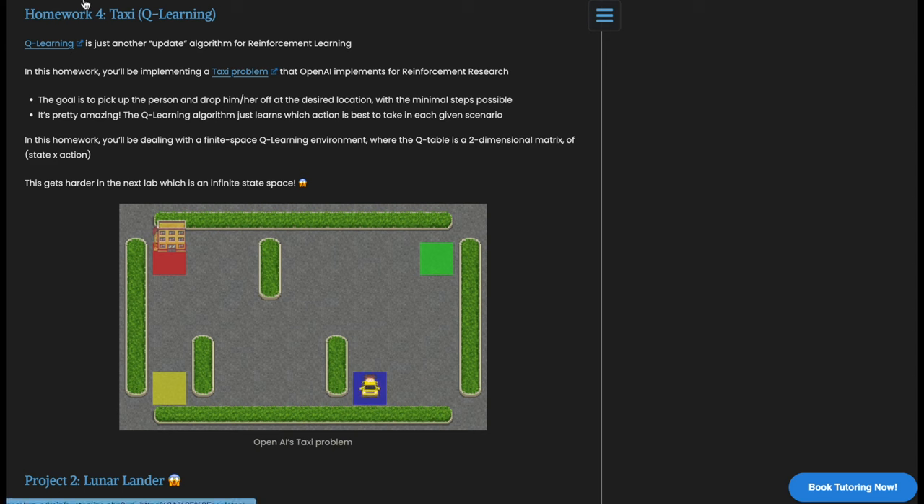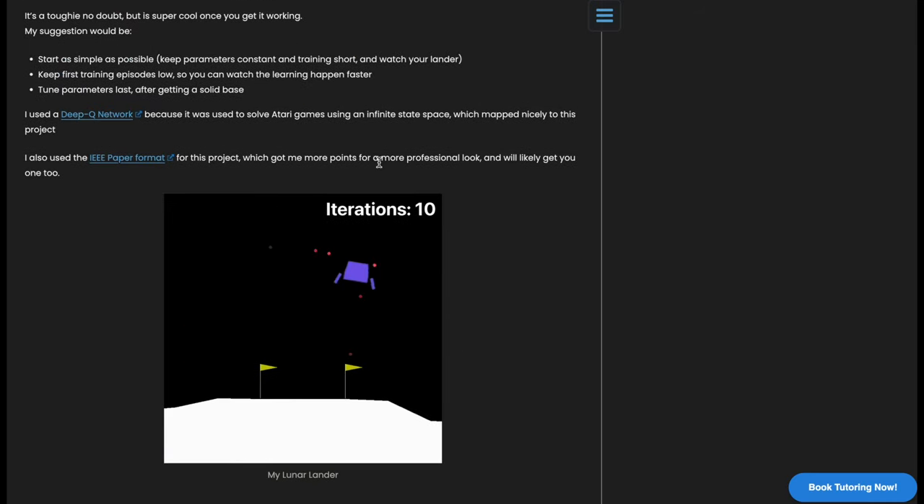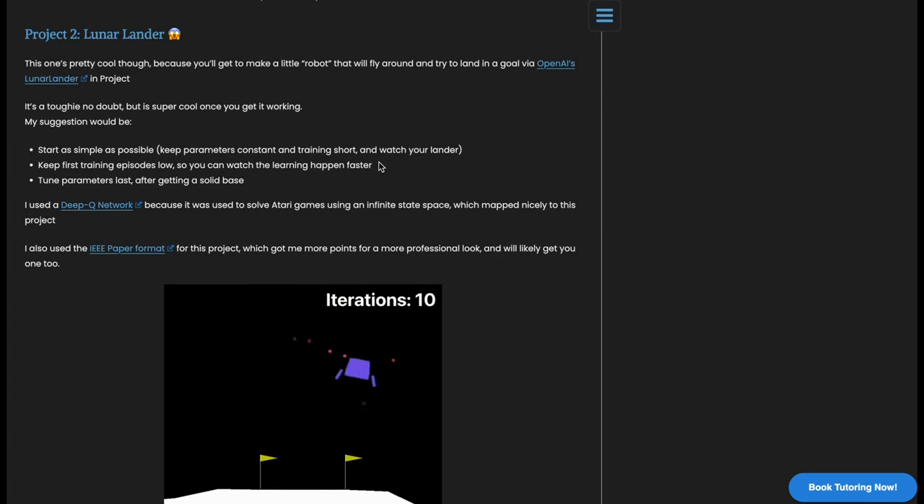And for homework four, the Q learning algorithm is nice because you have a finite state space, meaning this is like a two-dimensional realm. There's a finite number of locations, and there's like a finite number of actions. The next project gets harder though, because you have an infinite number of locations and an infinite number of actions. So for project two, let's dive right in.